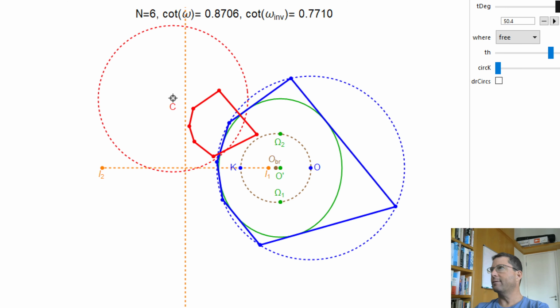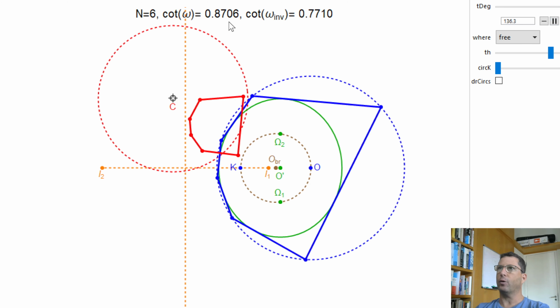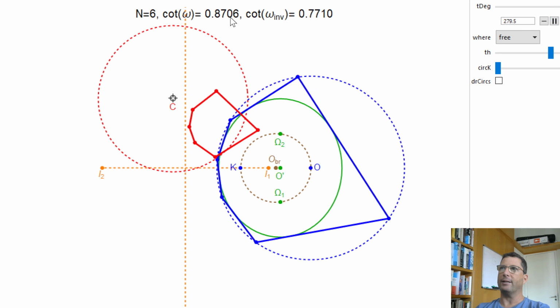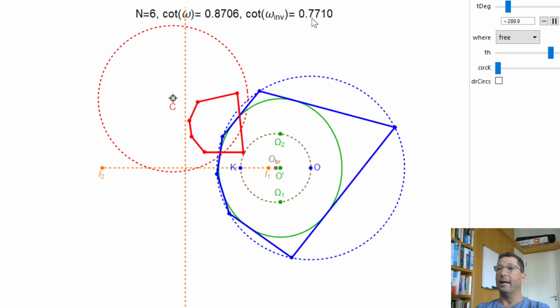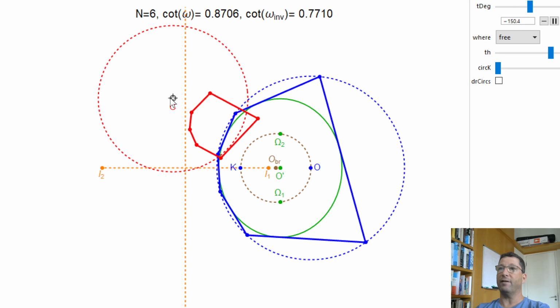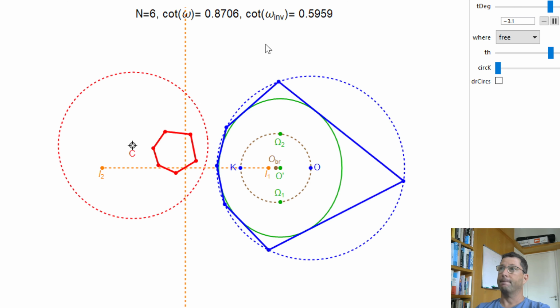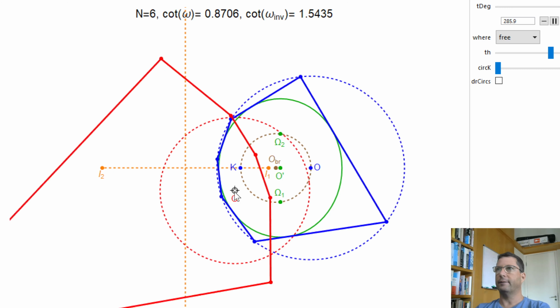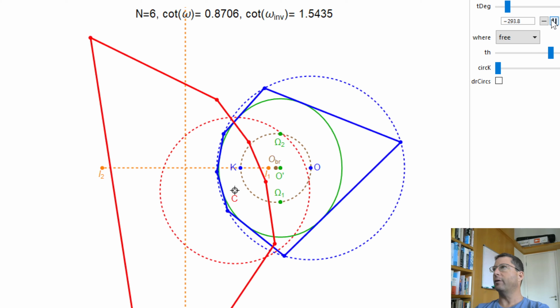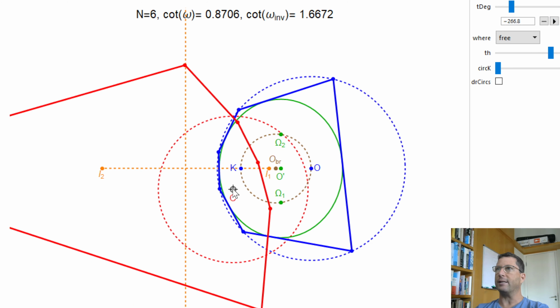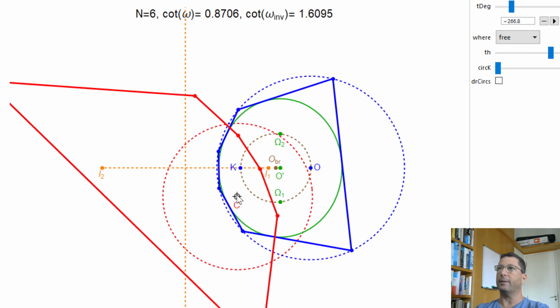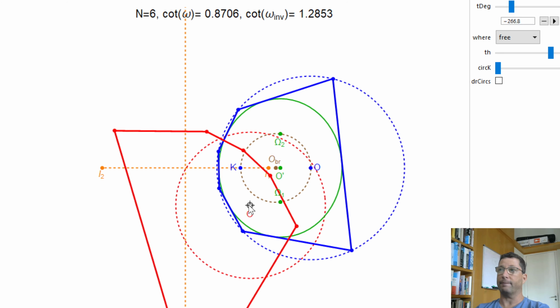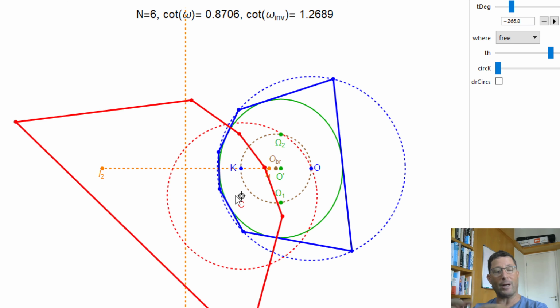Okay, so as I gyrate my porism here, you can see that the cotangent of the blue's Brocard angle is 0.8706, and the cotangent of the red is 0.77. If I move my center of inversion, I get a different number, but it's still constant, right? Okay, so what I want to do is the following. I can see here that if I just move my C arbitrarily, you can see there on the top that the cotangent of its Brocard angle is changing. So I want to ask the following question. What are the isocurves for C such that the cotangent of the inversive Brocard angle does not change?